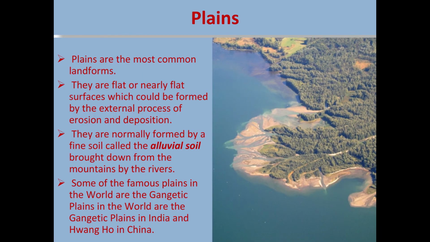Plains. Plains are the most common landforms. They are flat or nearly flat surfaces which could be formed by the external process of erosion and deposition. They are normally formed by a fine soil called the alluvium or alluvial soil, brought down from the mountains by the rivers. Some of the famous plains in the world are the Gangetic Plains in India and Huanghe in China.